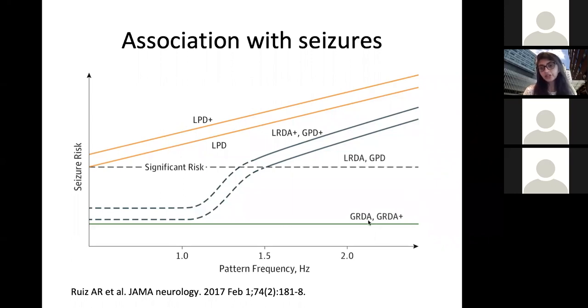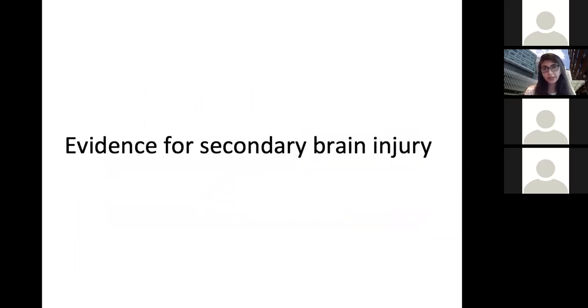And so when we see generalized rhythmic delta activity, we believe this to be a more benign pattern compared to the other periodic and rhythmic patterns. The other finding was that the higher the frequency, especially at a cutoff of 1.5 hertz or more, and the higher the prevalence, so if more than 50% of a recording is occupied by these patterns, there is a greater risk for seizures. As you can see here, these patterns have a higher risk for seizure, and this risk increases as the frequency of all these patterns increases. So this was one of the largest studies looking at what the risk for seizures is with these patterns.